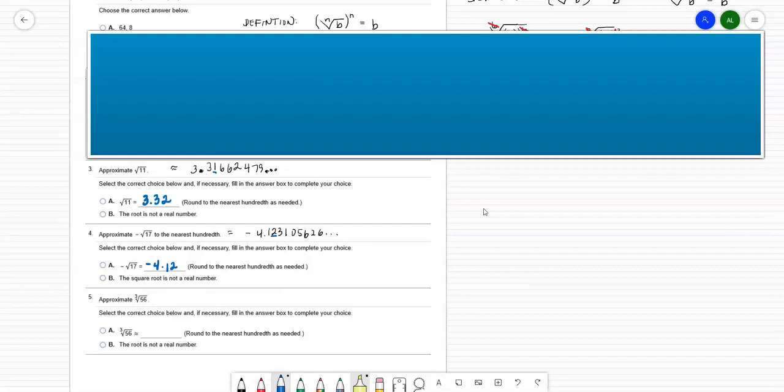And then the last one, we have approximate the cube root of 56. And when you enter in the cube root of 56 into your calculator, you get 3.825862, and on and on and on. And we're again rounding to the nearest hundredth. The 2 is in the hundredths place. The 5 to the right of it tells me that I must round the 2 up. So my answer rounds to 3.83.